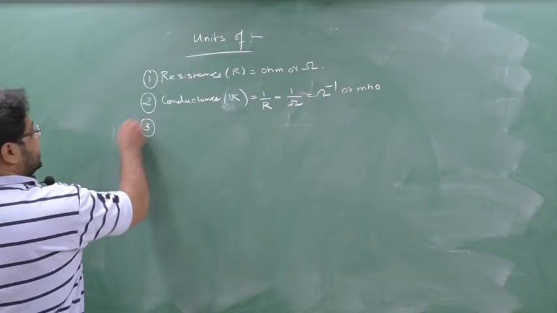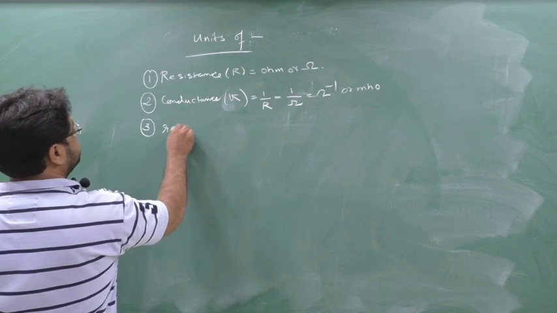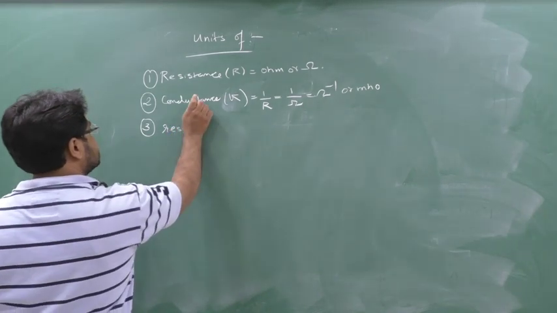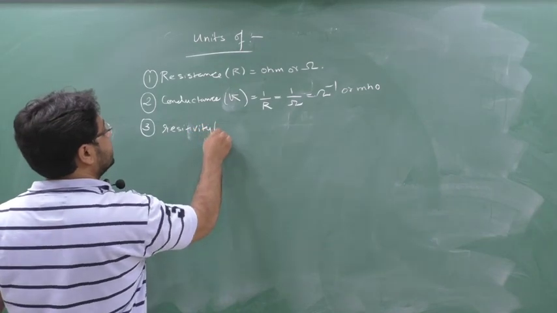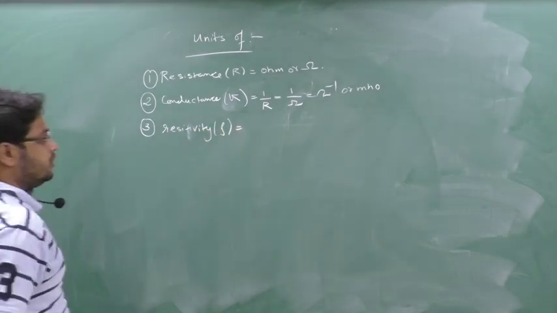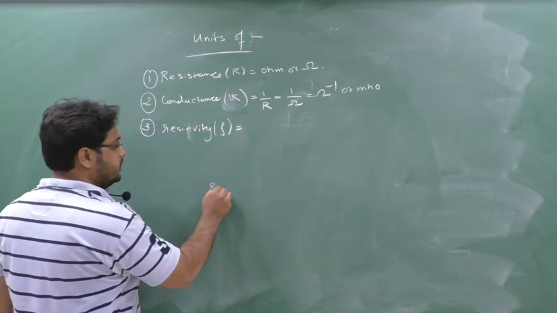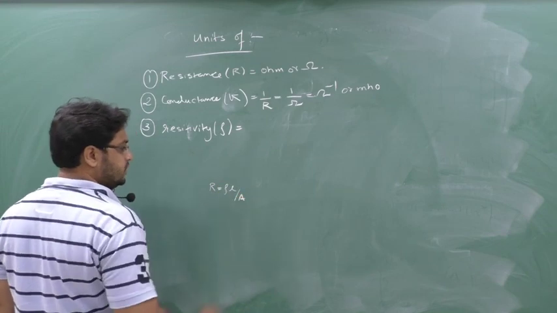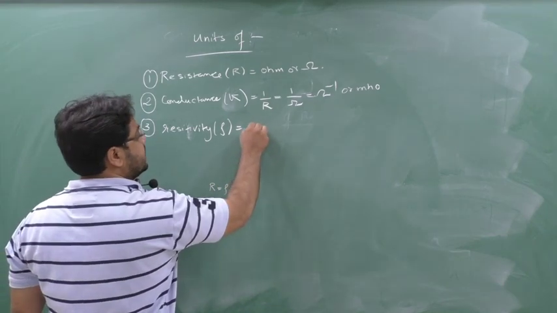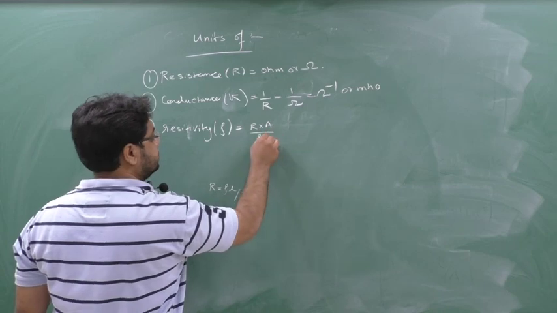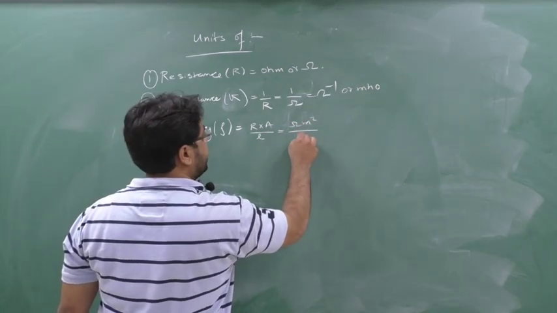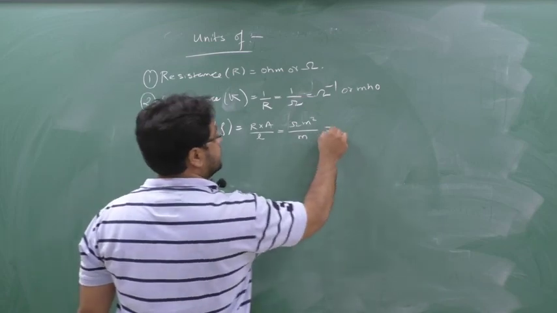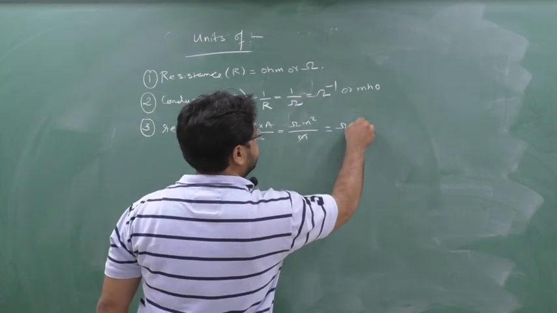Third point comes, that is resistivity. Resistivity rho. Yes or no? And we know that R equal to rho L by A. So rho will be equal to R into A upon L. Yes or no? So what can be the unit? Ohm, meter square upon meter. So answer will be ohm meter.